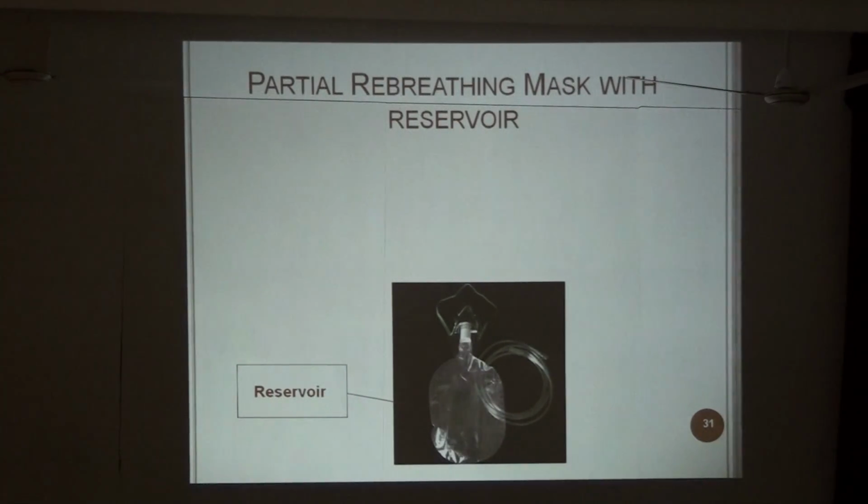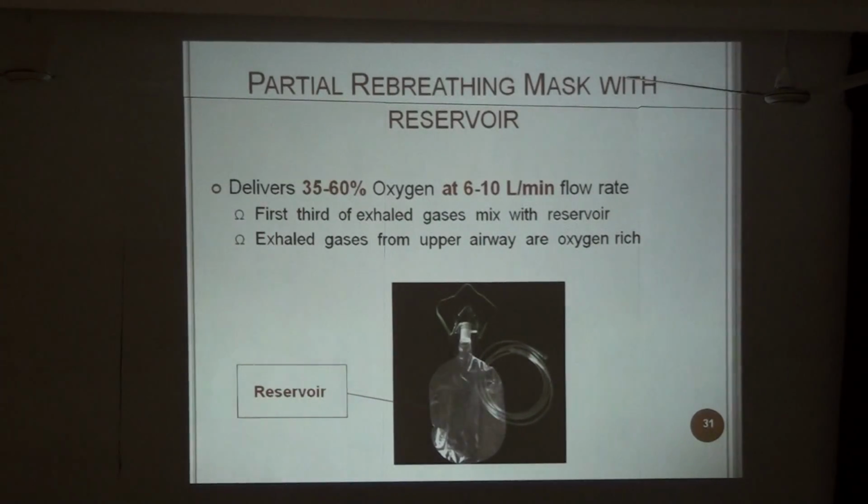From there the patient starts breathing directly, not from the room air. So thereby it delivers 35 to 60% oxygen at 6 to 10 liter of flow. So the first third of the exhaled gases mixed with the reservoir, exhaled gases from the upper airway, are oxygen rich because of that particular reservoir which is here.